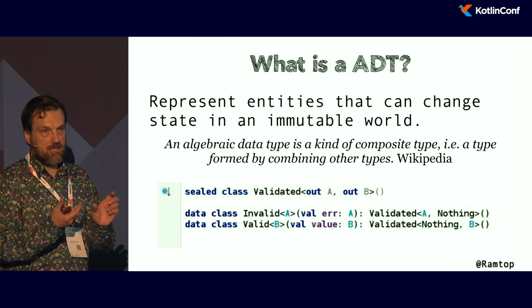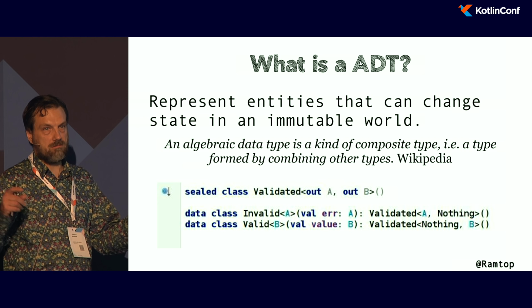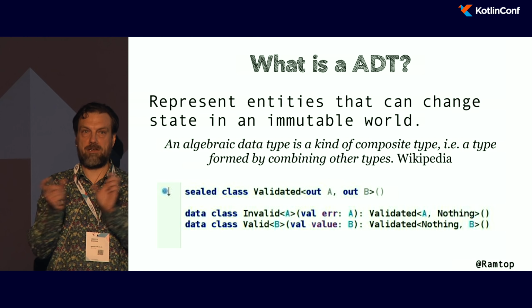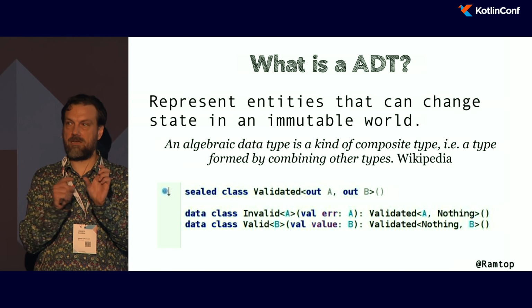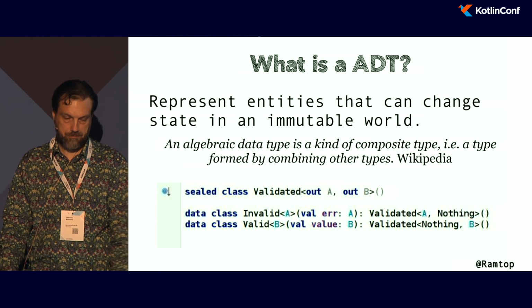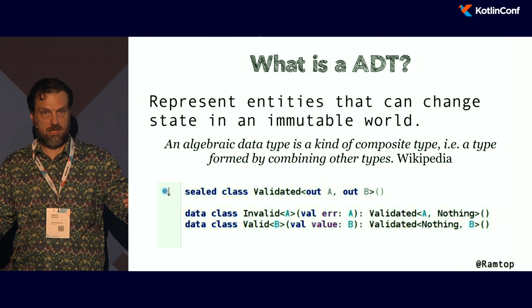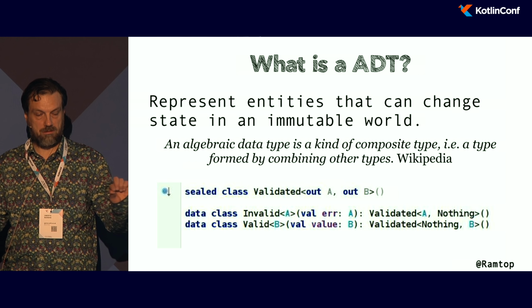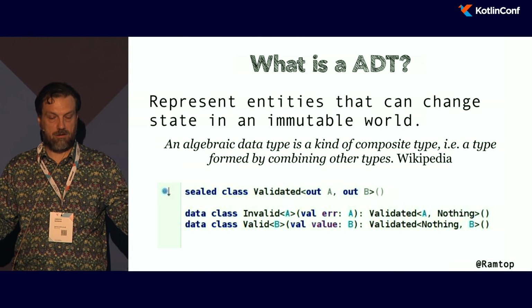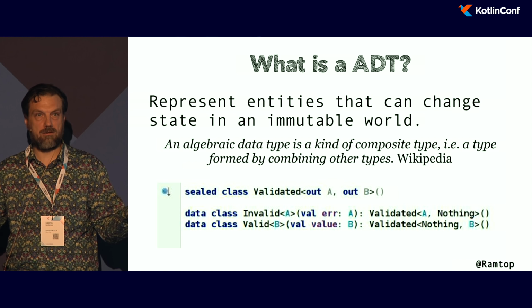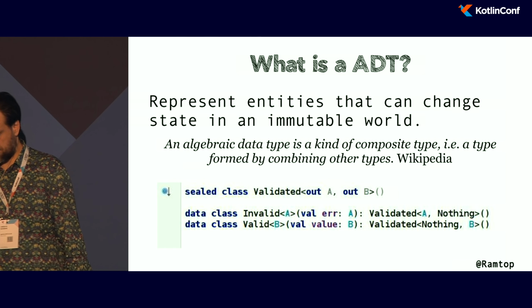And so there is no way to have a, in a traditional way, you would have two fields, but then the two fields have nothing to do with each other, and it could be a source of problems. But using ADT, basically, we split these two concerns into different classes, and in the valid class, there is no reference to the error and vice versa.